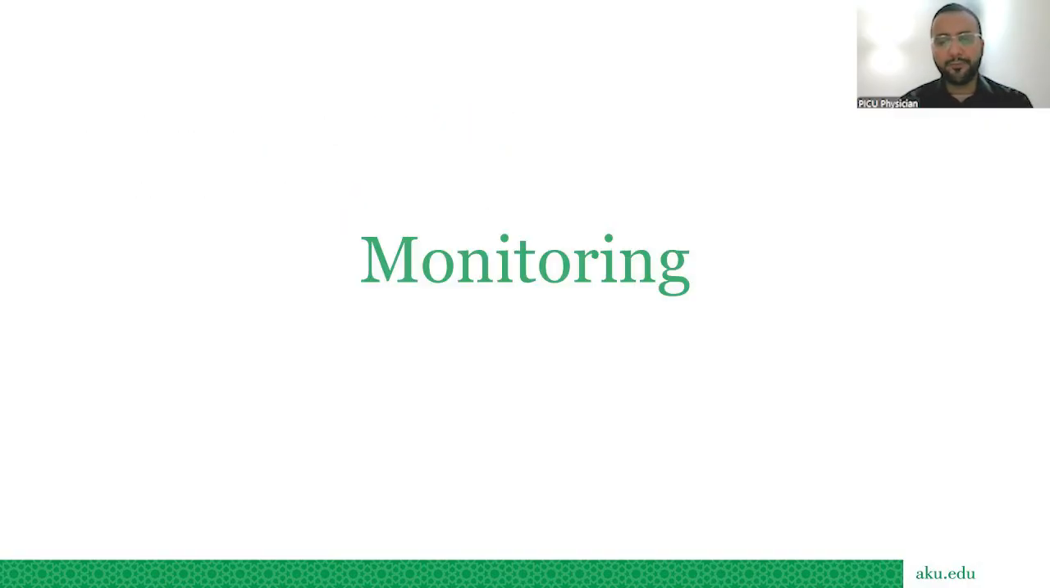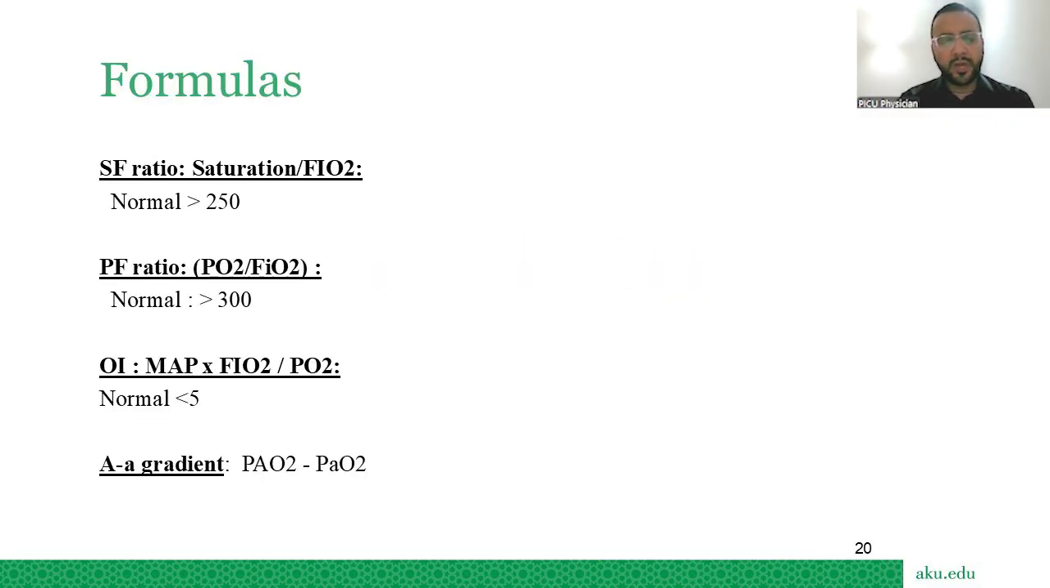Okay, coming to the monitoring. There are a few formulas through which we monitor the patient's ventilation. One is the SF ratio, that is saturation divided by FiO2. Normally, it is more than 250. The second thing is the PF ratio. When you have an arterial blood gas in which there is PO2, then it's better to calculate the PF ratio. The normal ratio is greater than 300. You can subsequently calculate these PF or SF ratios during the days of ventilation so as to monitor the progress of the patient.